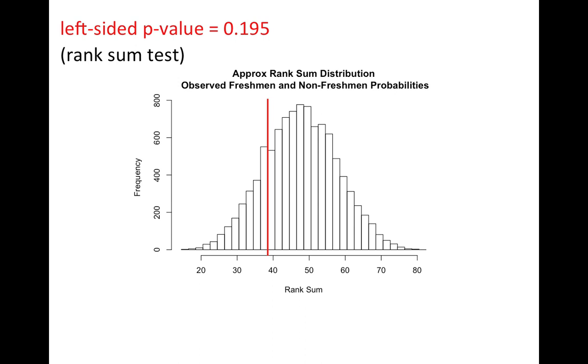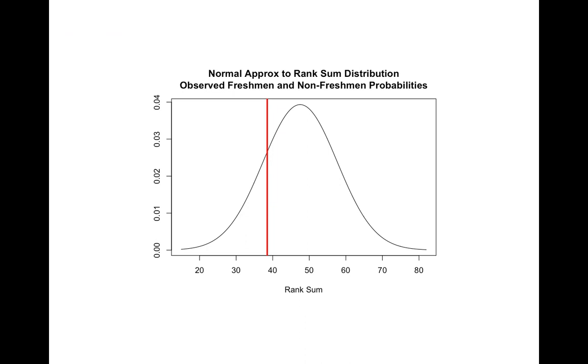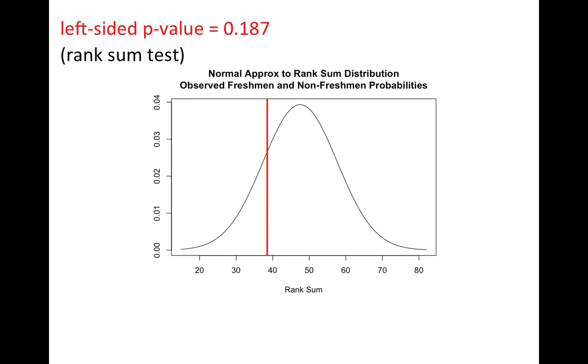But note this looks a lot like a normal distribution. So if I just compared this to a normal distribution with the mean and variance that I would calculate given the formulas in the previous slides, I'd get a very similar p-value, 0.187 instead of 0.195. It's not exactly the same, but it's very similar. The idea is that when you use the normal approximation, the normal curve instead of the exact curve as the reference distribution for a rank sum test, you get something really close to correct, and it's probably going to be a lot faster. That's very common. The substantive results will almost always be the same. In other words, the conclusion you draw from the p-value will almost always be the same.